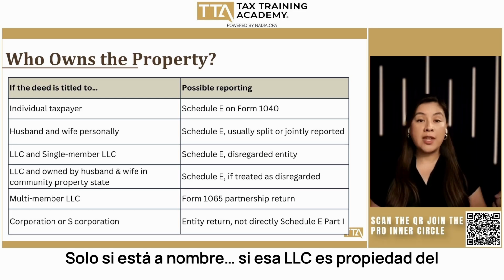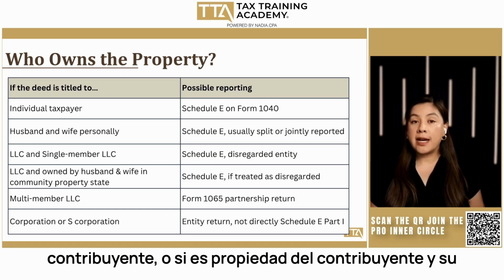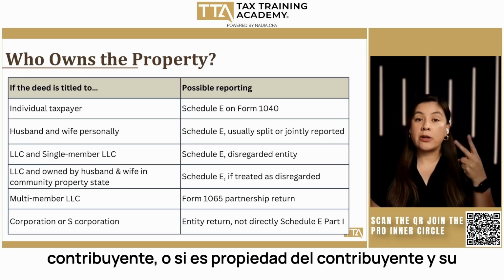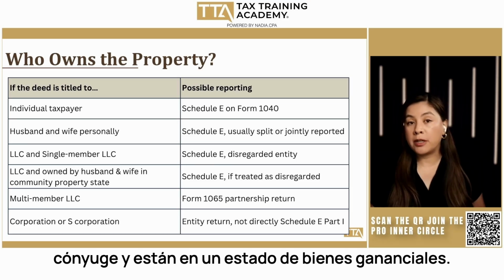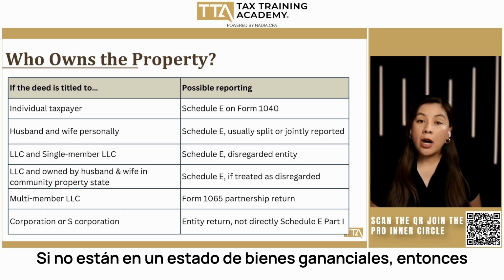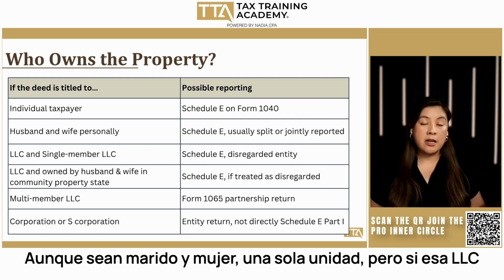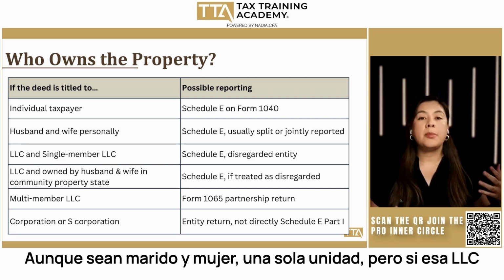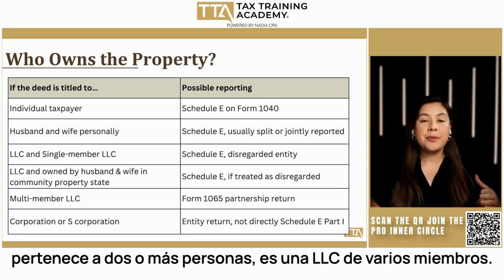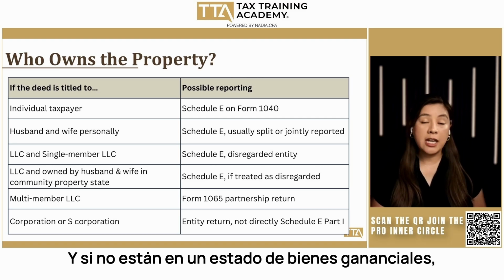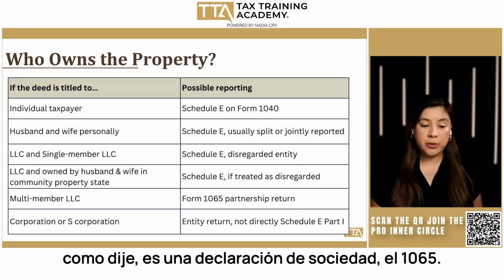Only if that LLC is owned by the taxpayer, or if it's owned by taxpayer and the spouse and they are in a community property state. If they're not in a community property state, then we technically have a partnership return, even though it's husband and wife, one person. But if that LLC is owned by two people or more, it's a multi-member LLC. And if you're not in a community property state, like I said, it's a 1065 partnership return.